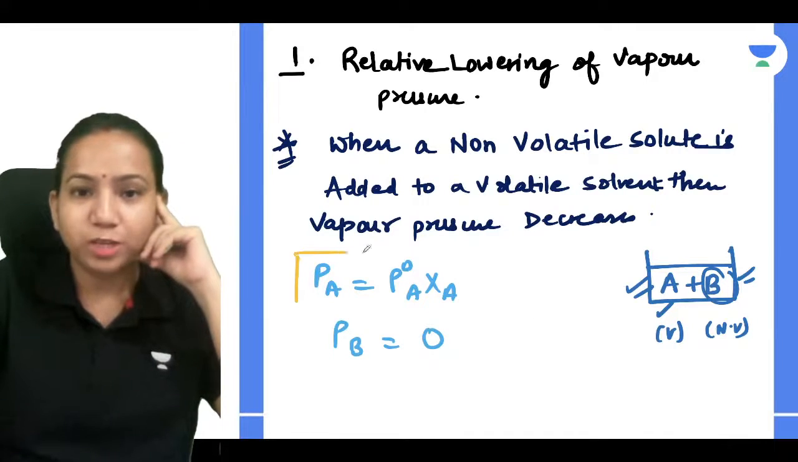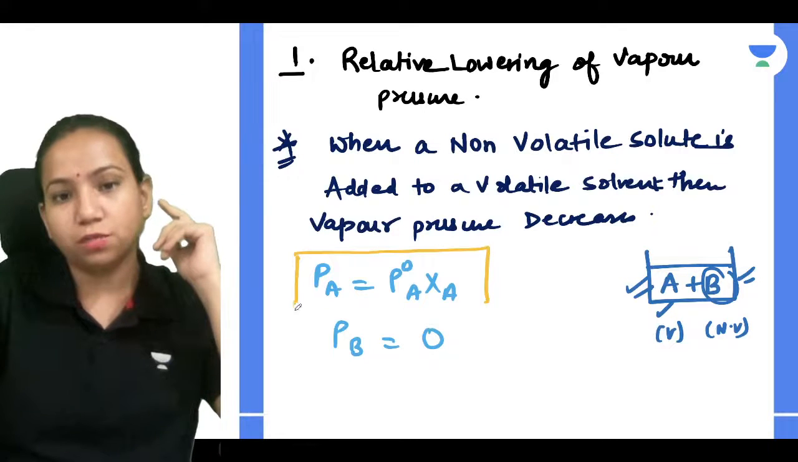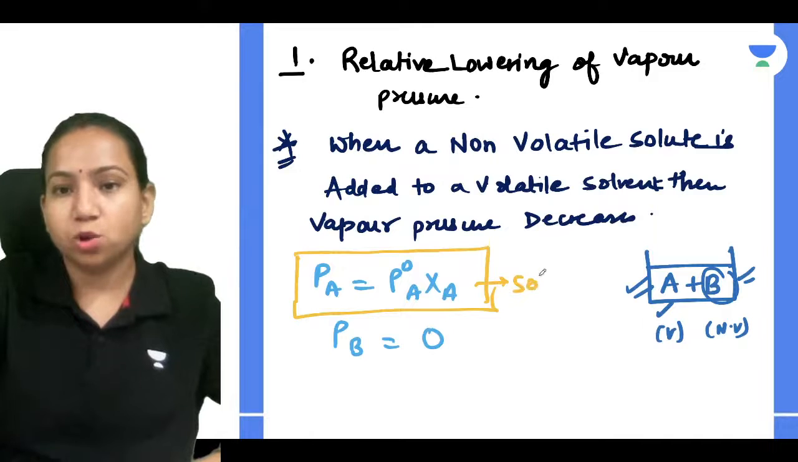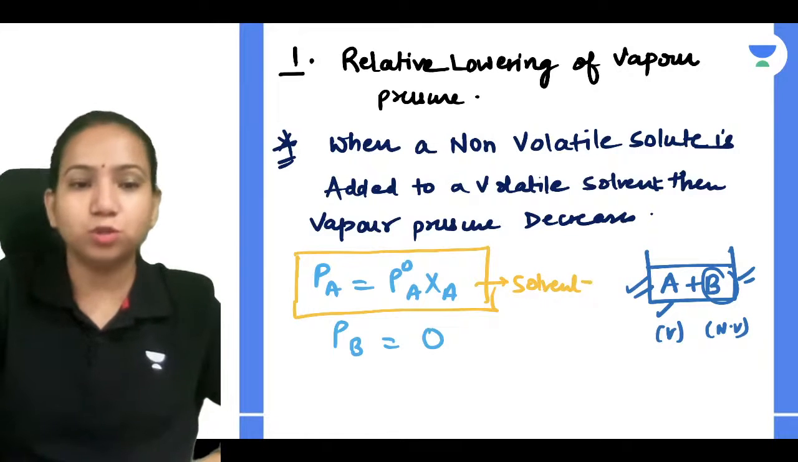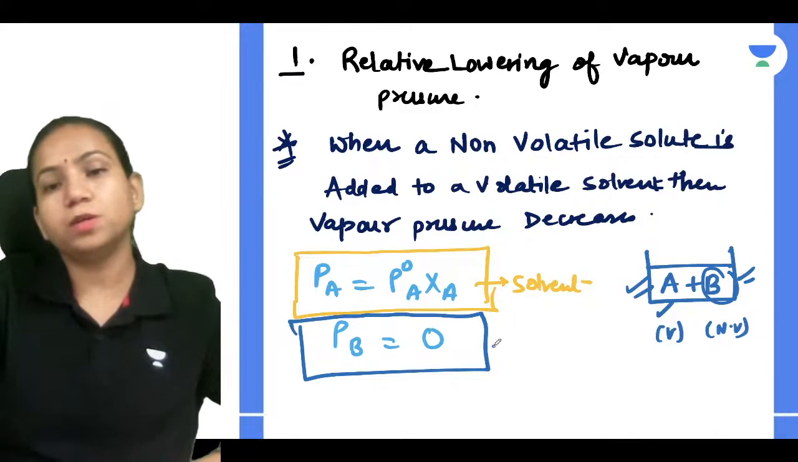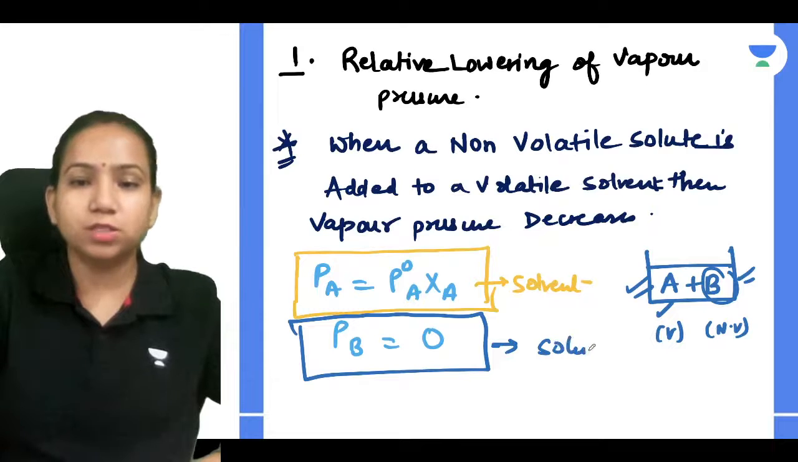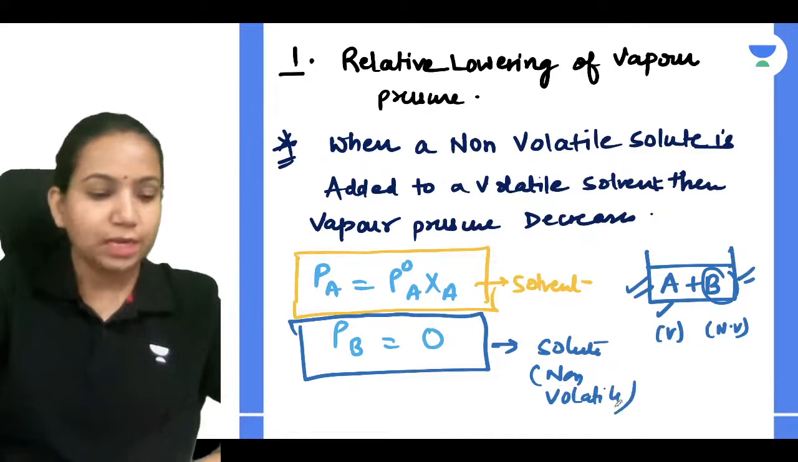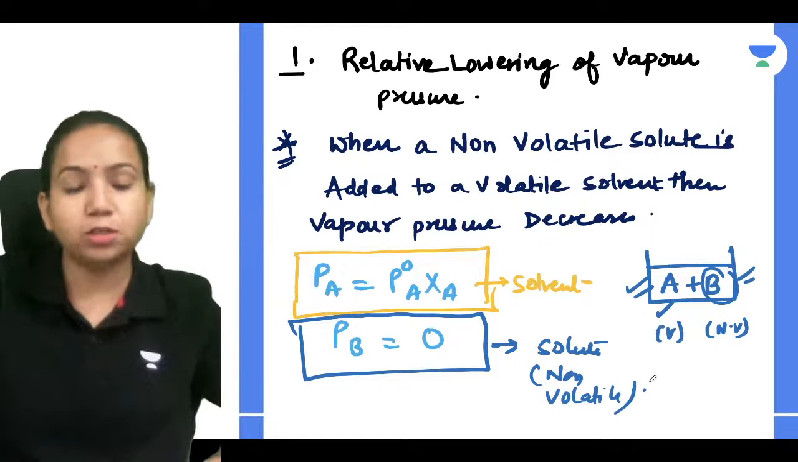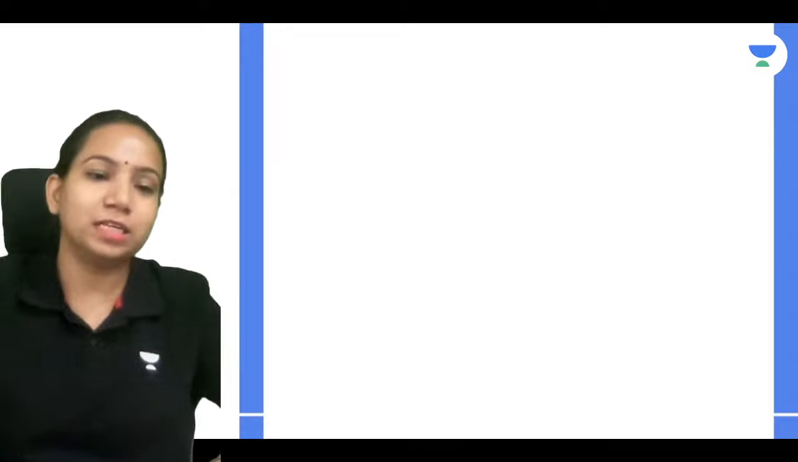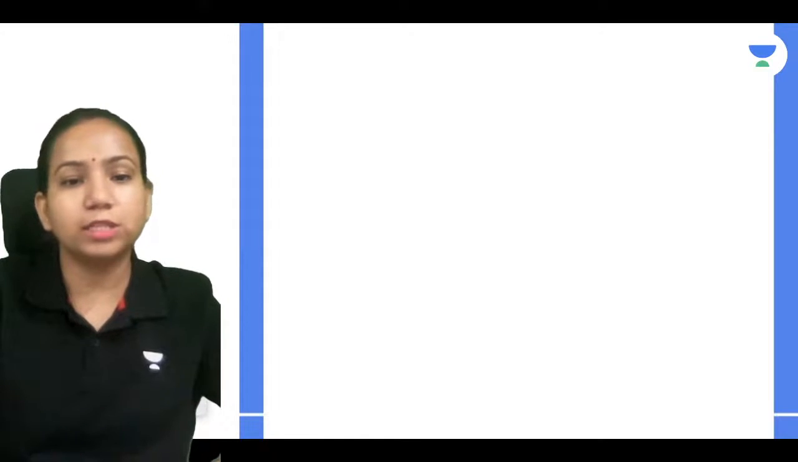So PA is equal to P naught A XA, and this is for the solvent. Can you relate with it, guys? Yes, this is for the solvent. And for the solute, it is going to be 0, because it is solute and it is non-volatile. Clear with it, everyone? Everyone got it? Now we'll be deriving a relation with PA equal to P naught A XA only. Very simple. So let's just do that.